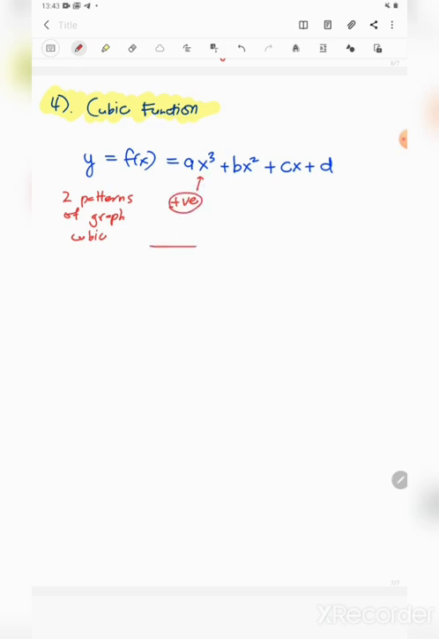The graph will be like this, from the left to the right side. This is x, this is y. Let's say we have negative x cubed. So the graph will be like this, from the right to the left side of the graph. So this is the pattern for the cubic function.